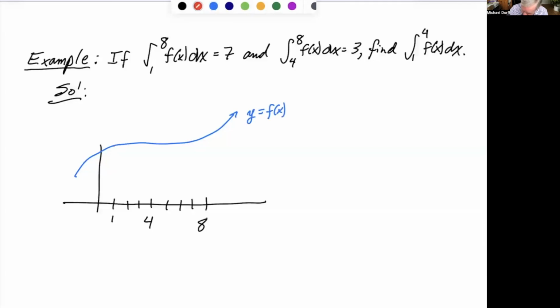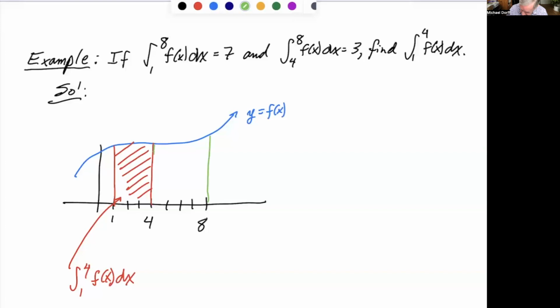We've got an integral. What does this red area represent? Well, that represents the integral from 1 to 4 of f of x dx. That's what we want to figure out. We've also got this integral from 4 to 8, and that represents the integral from 4 to 8 of f of x dx.